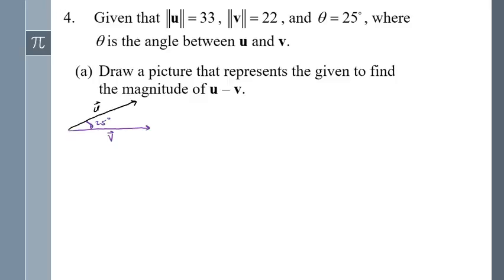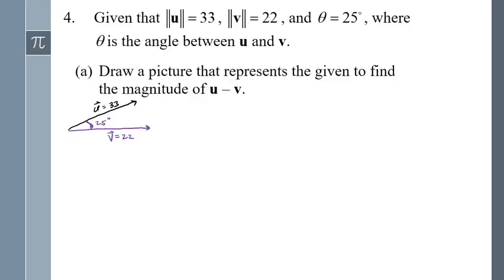It says draw a picture that represents, so one other thing. So we have the magnitude. So V is 22 and U is 33. So we know all that. Draw a picture that represents the given to find the magnitude of U minus V.